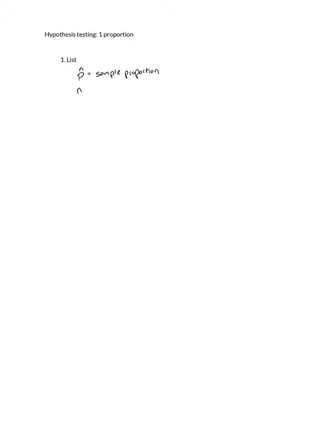After p hat, we'll list n. N is our sample size. And unlike confidence intervals, we don't list z here. We don't know how much evidence we have yet. That'll be gathered during step 3 of our hypothesis test.